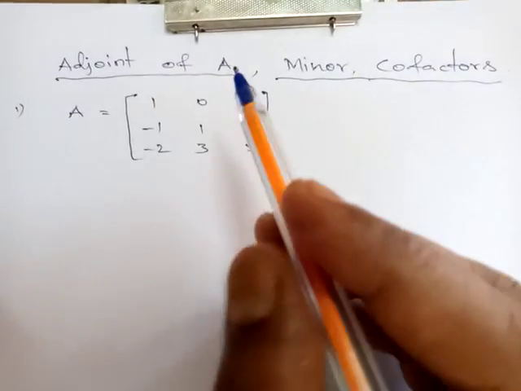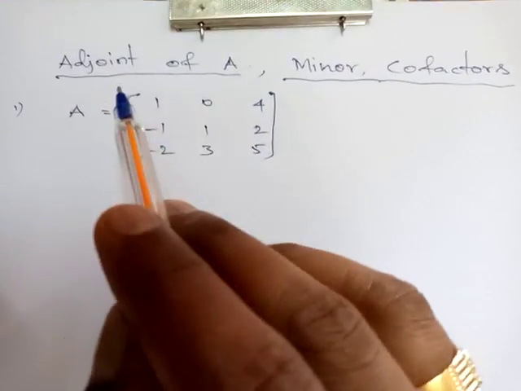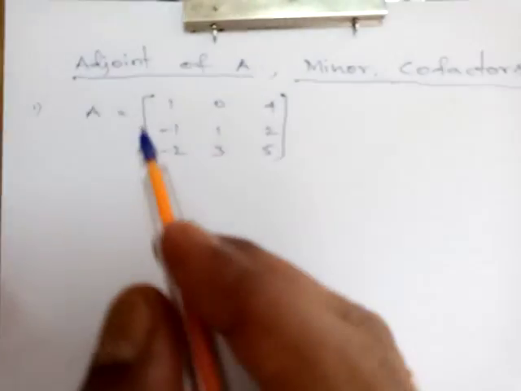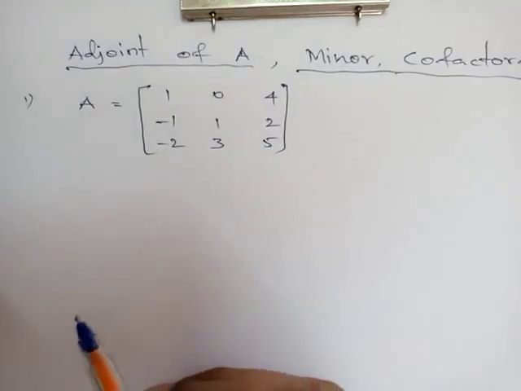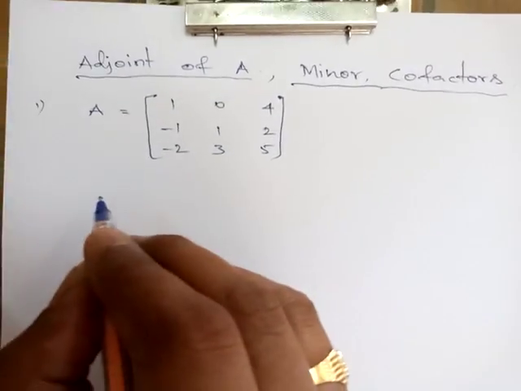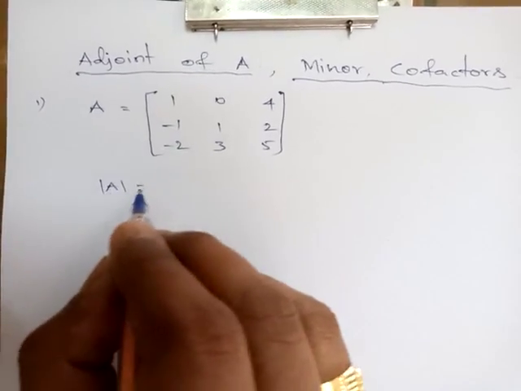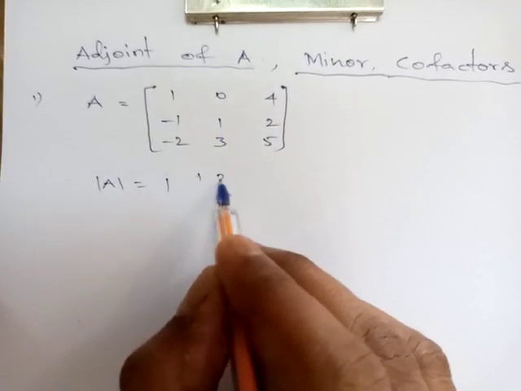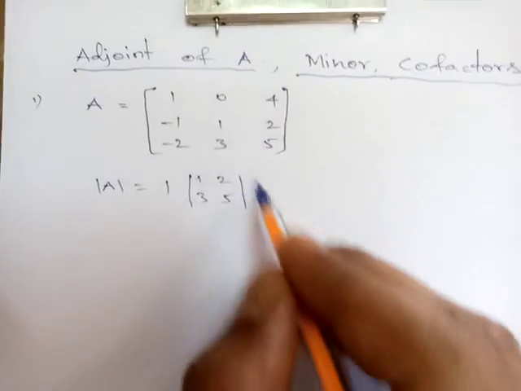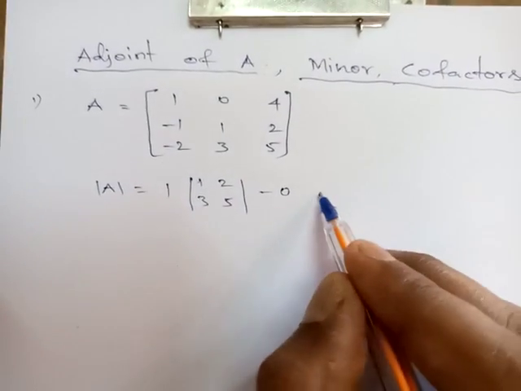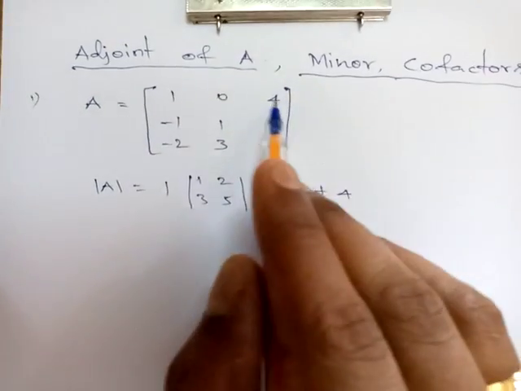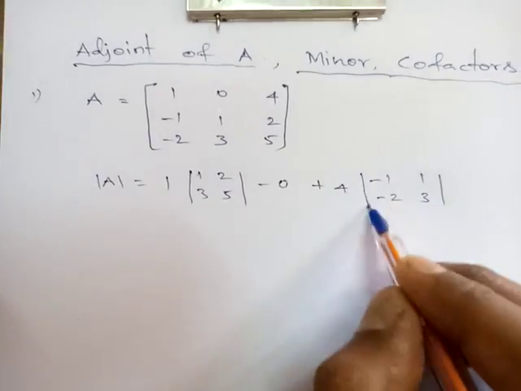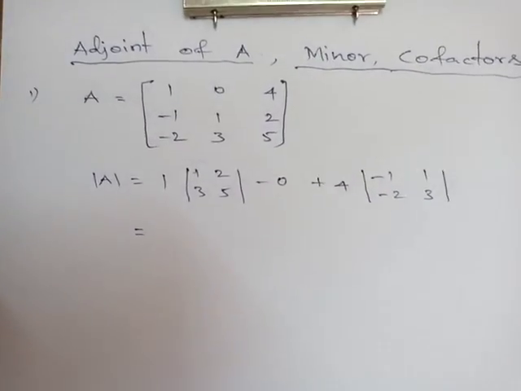Grade 12 Determinants. In this class we are going to see the adjoint of A, minor of A and cofactors of a given matrix. Now, for example, A is given like this. How to find the determinant? Determinant of A is equal to 1 into, leave this row and this column, so 1 2 3 5, minus 0 into anything is 0, so no problem, leave it, plus 4 into, leave this row and this column, so minus 1 1 minus 2 and 3. By using this we can easily find the determinant of A.